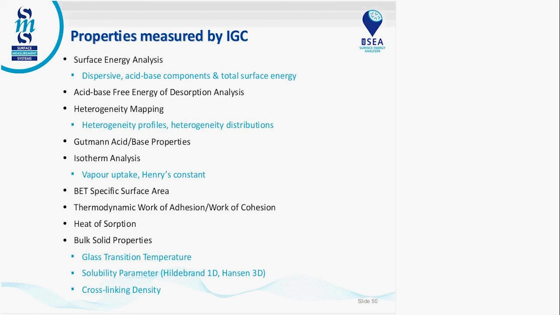So to wrap up, we can measure both surface properties like surface energy. We can do acid-base. We can do heterogeneity mapping, acid-base by Gutmann. We can do isotherm analysis, looking at Henry's constants, surface areas. We can also look at thermodynamic works of adhesion and cohesion. We look at heat of sorption. We can measure some bulk properties. I just talked about glass transition temperature. Other bulk properties that can be measured are solubility parameters, both Hildebrand 1D and Hansen 3D, and cross-linking density.